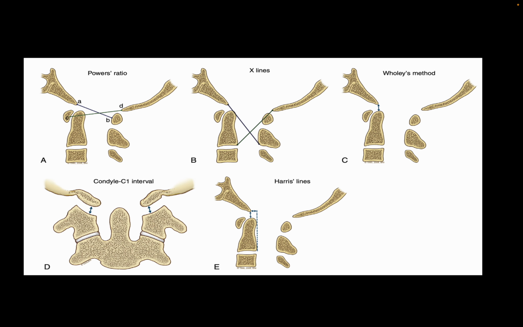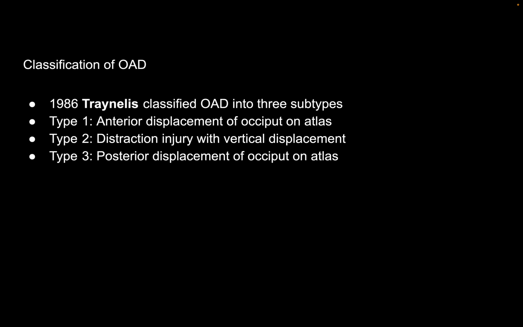But these are good historical things that you will be asked about at some point during your neurosurgical training. All right, so really the meat of this lecture is going to be when we talk about these classifications, right? So in 1986, Traynelis and associates proposed a classification: 3 types of OAD based on displacement of the occiput over the atlas.